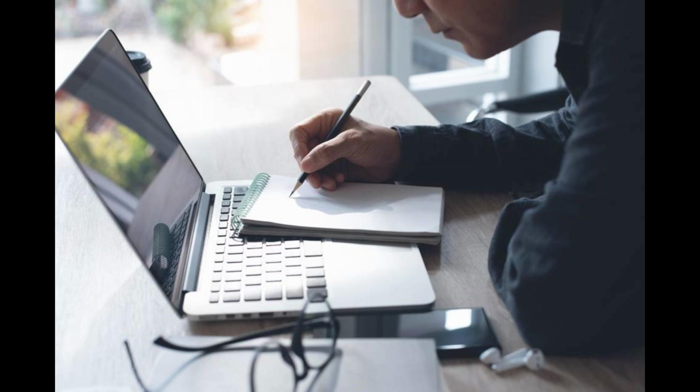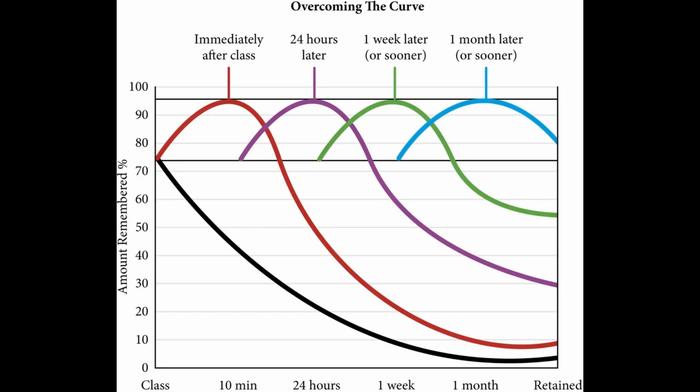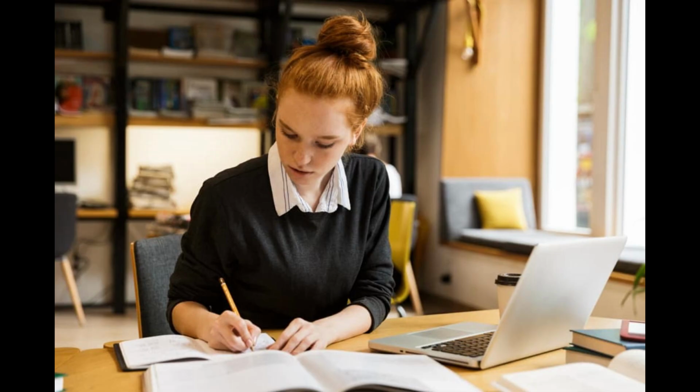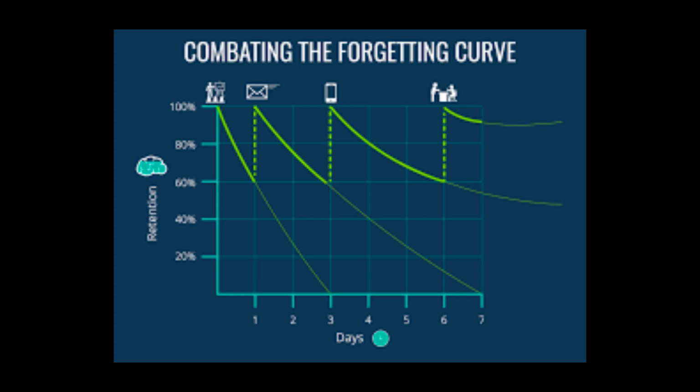Hermann Ebbinghaus was a German psychologist who pioneered the study of memory in 1885. He observed that after learning new material, his subjects forgot 50% of the information within 30 minutes. After 24 hours, they had forgotten between 70% and 80%. Ebbinghaus named this phenomenon the forgetting curve. Ebbinghaus also noticed that with each repeated exposure to the new material, the speed of forgetting slowed significantly.